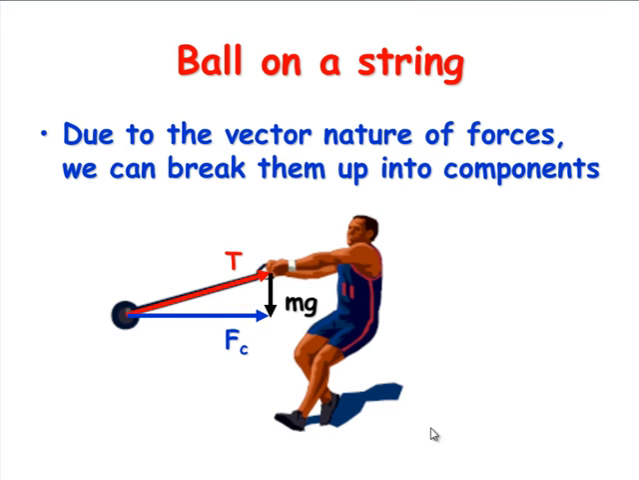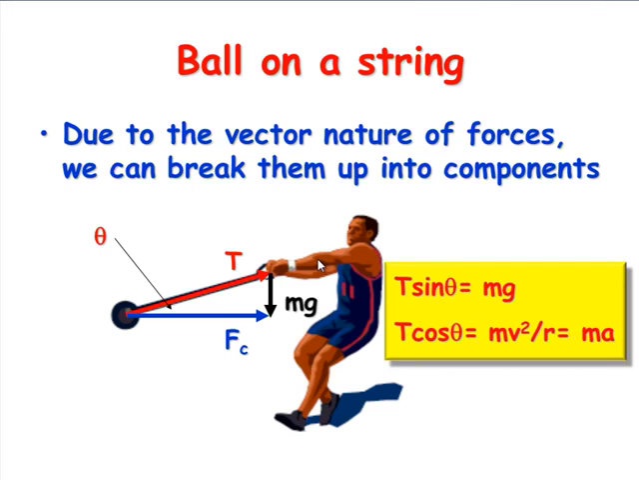So the centripetal force provided by that tension is the horizontal component that will cause the object to move around. We have an angle theta here, and that's the angle to the horizontal that the object's moving at. Using that we can come up with some relationships between tension, centripetal force and the weight force. So T sine theta, that's the opposite over the hypotenuse. T sine theta must equal the weight force. T cos theta is equal to the centripetal force, which is mv squared on r, or ma.